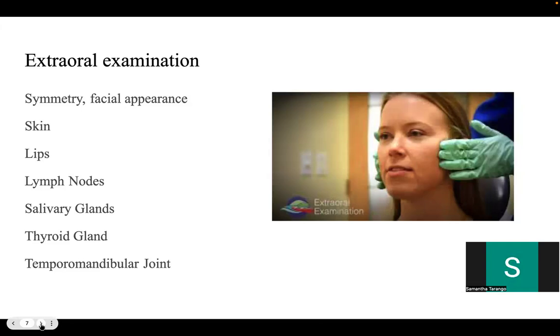Okay, I just wanted to show you guys that video so that we have a visual of these landmarks. So for an extraoral examination, we want to look at the symmetry, we want to look at the facial appearance of the patient, we want to look at the skin, their lips, the lymph nodes, the salivary glands, and the thyroid gland and the TMJ.